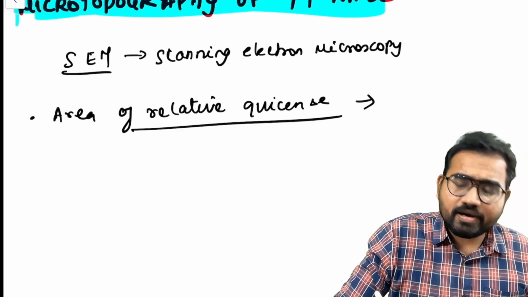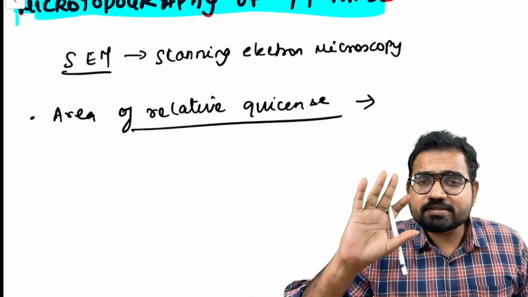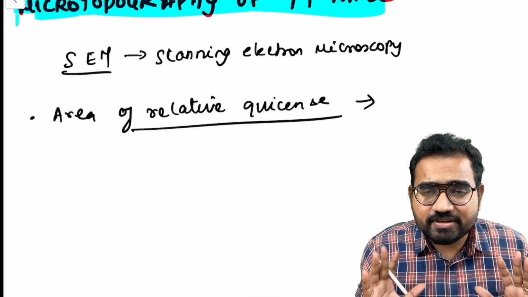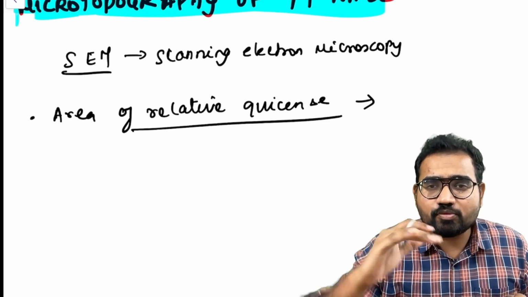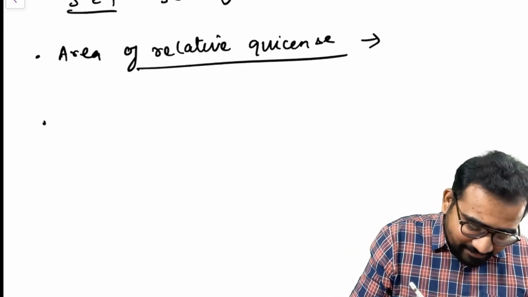So area of relative quiescence is, there will be small flattened cells, there will not be increased destruction, there will be small depressions, there will be small flattening of cells. Okay, in fact it is a quiet phase.